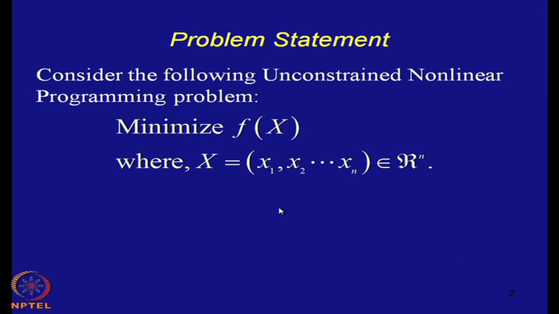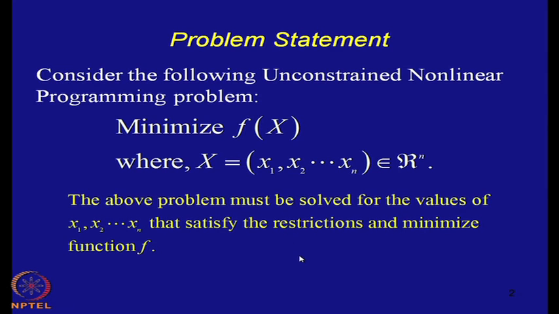This is the model for the unconstrained general nonlinear programming problem, where the objective function is f of x and the function involves n number of decision variables, and we want to minimize the function f of x. Similarly, we can maximize the function as well. Now, this is the general form of unconstrained optimization problem. Our aim is to find the values of x1, x2, ..., xn which satisfy the restrictions, meaning here only the range of the decision variables is given to us, there is no other constraint as such, and we want to minimize the function f here.